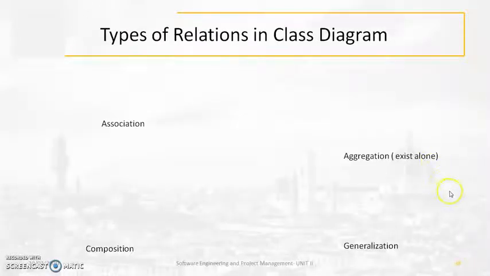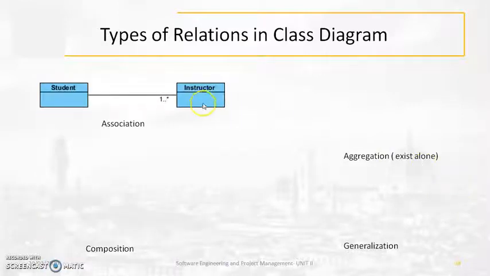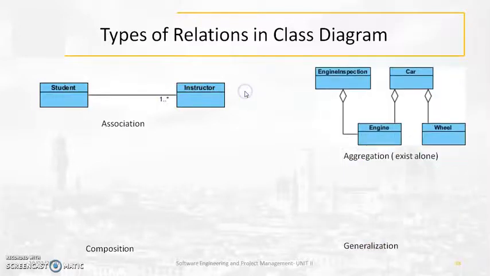Then the types of relationships in a class diagram. As we know, the association relationship is a simple form of relationship, with one class student and one class instructor. So one instructor, one to many relationship. Then second, aggregation, where classes exist alone. So this is a car class, and engine and wheels. In this particular aggregation, these classes exist independently without this class.